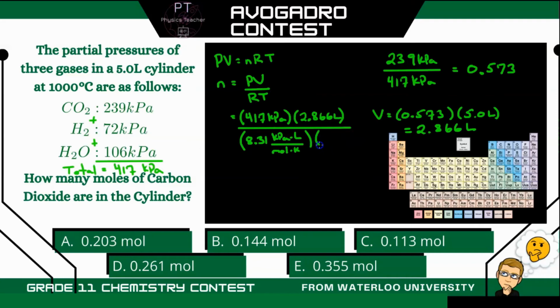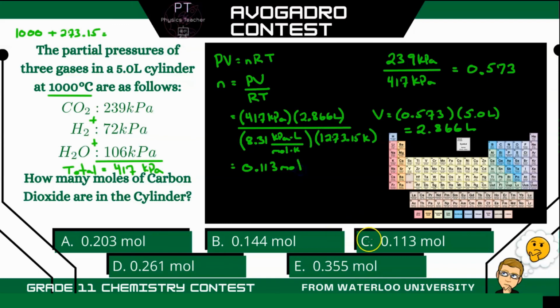Times our temperature. Now the temperature here is in Celsius, but we need our temperature in Kelvin. To figure out what the temperature is in Kelvin, just take your temperature in Celsius, and then you are going to add 273.15. So our temperature in Kelvin is going to be 1273.15 Kelvin. Now there's no degree, because this is an absolute scale. And that'll give us an answer of 0.113 moles. So our answer is C.